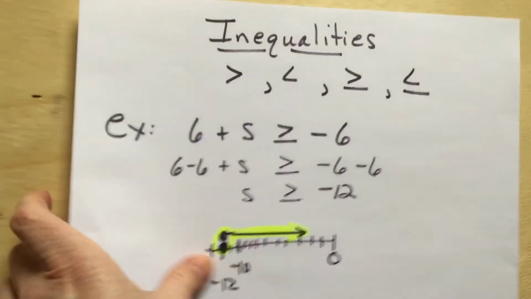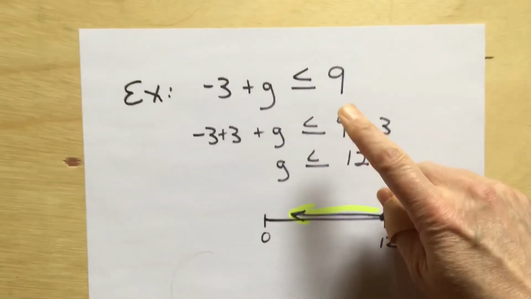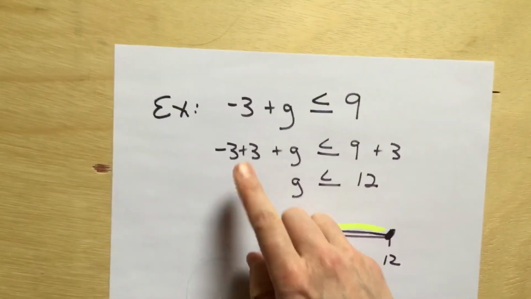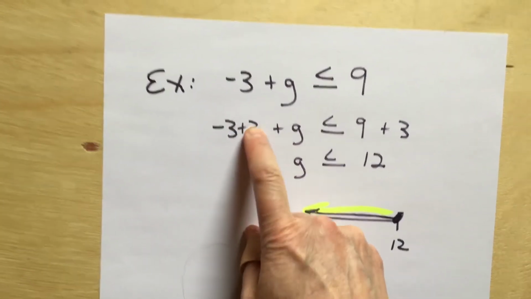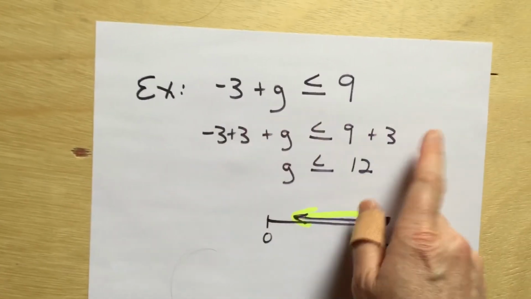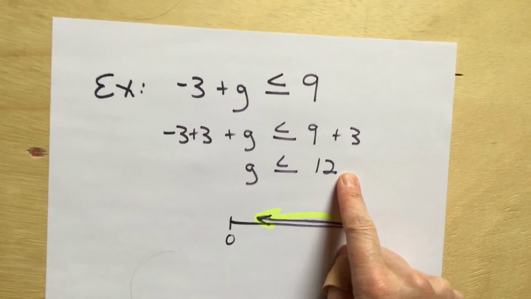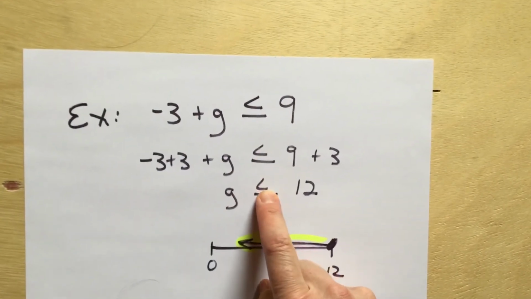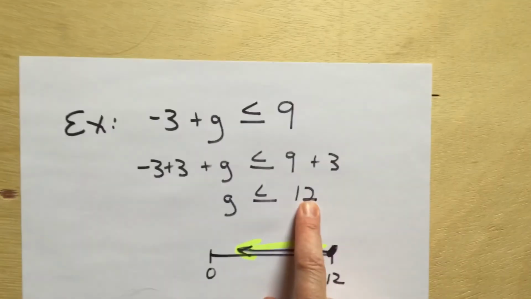And I'll show you one more. Okay, let's take a look at this one. So negative 3 plus g is less than or equal to 9. So I want to get rid of that negative 3. So I'm going to add another 3. So that zeroes it out. So I have to add the 3 on this side, and then I end up with g is less than or equal to 12. Now how do we read this? So g is going to be less than or equal to, so I could include the 12.